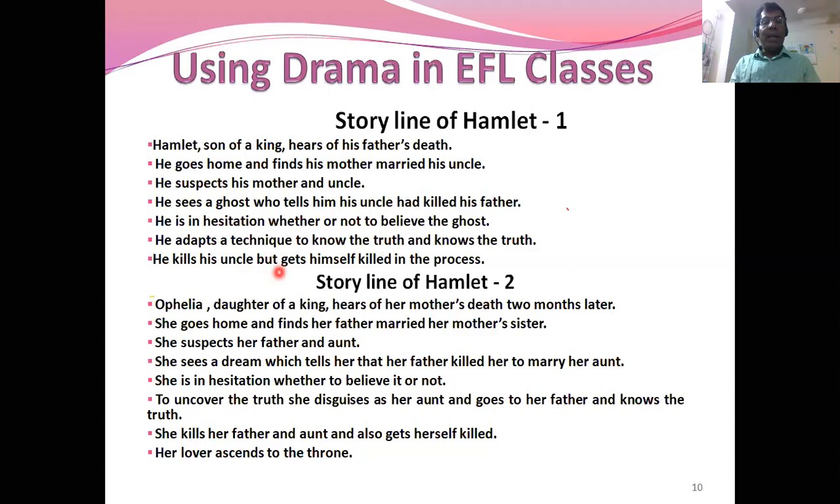He kills his uncle and knows the truth. Finally he knows the truth. He kills his uncle and gets himself killed in the process. He kills his uncle because his uncle really killed his father, he understood. And when he killed his uncle, he himself was also killed in the process. So this is the story of Hamlet. Within 2 minutes, you can tell your students this story.